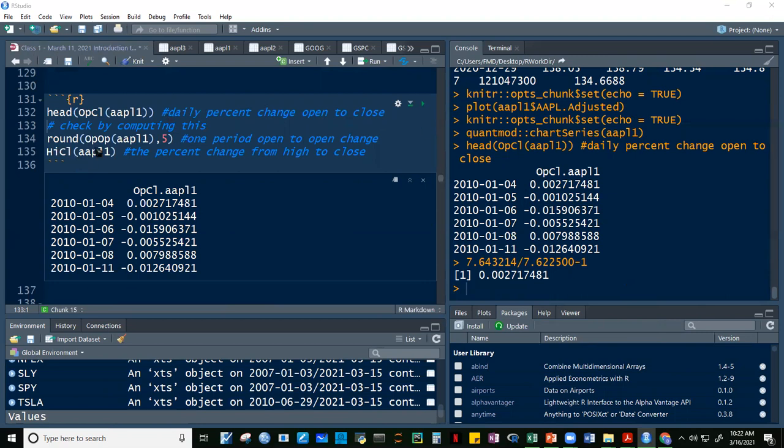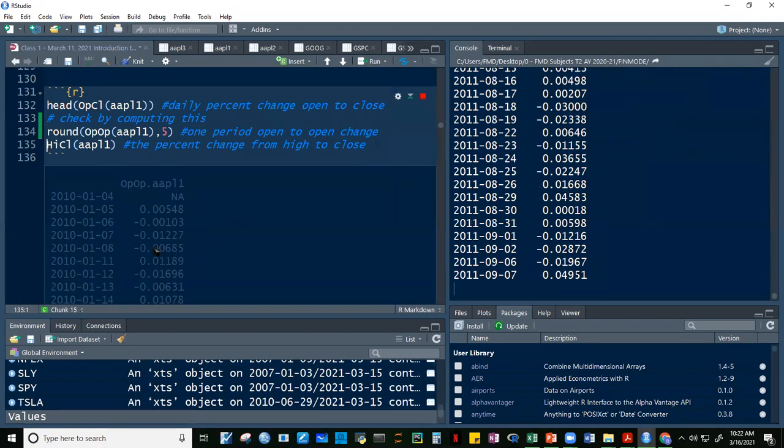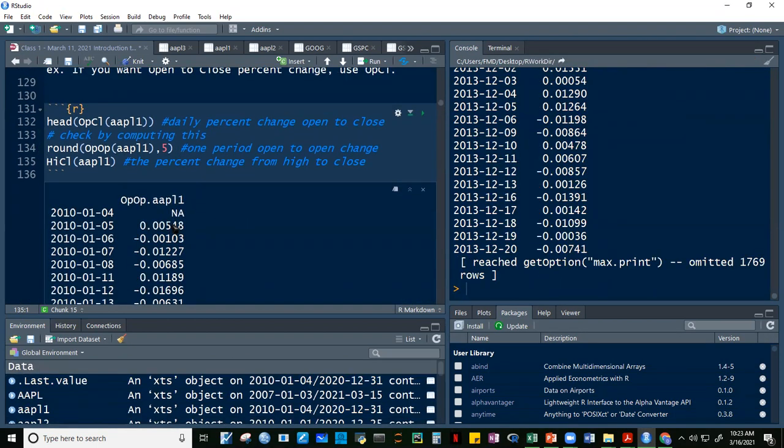All right. How about open, open? Open, open, guys. Here, we're getting open, open of Apple 1 and let's reduce it to 5 decimal places. This is the round function, which allows us to limit the many decimal places, since we just want 5 decimal places. So let's run this. Okay, let's look at open, open. Our first observation has no percentage change because there is no previous price.